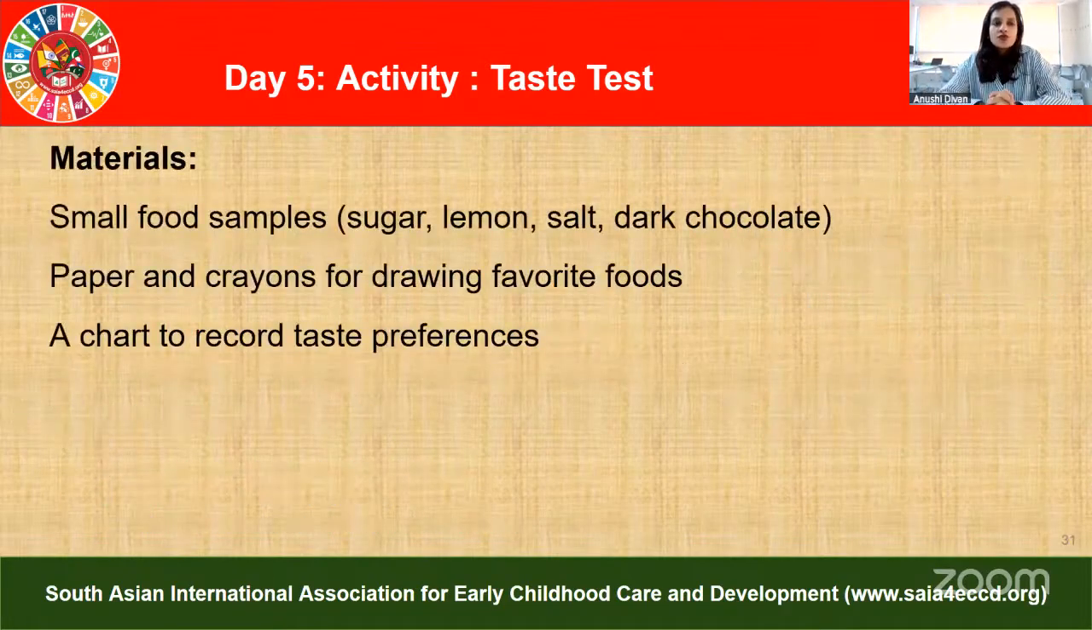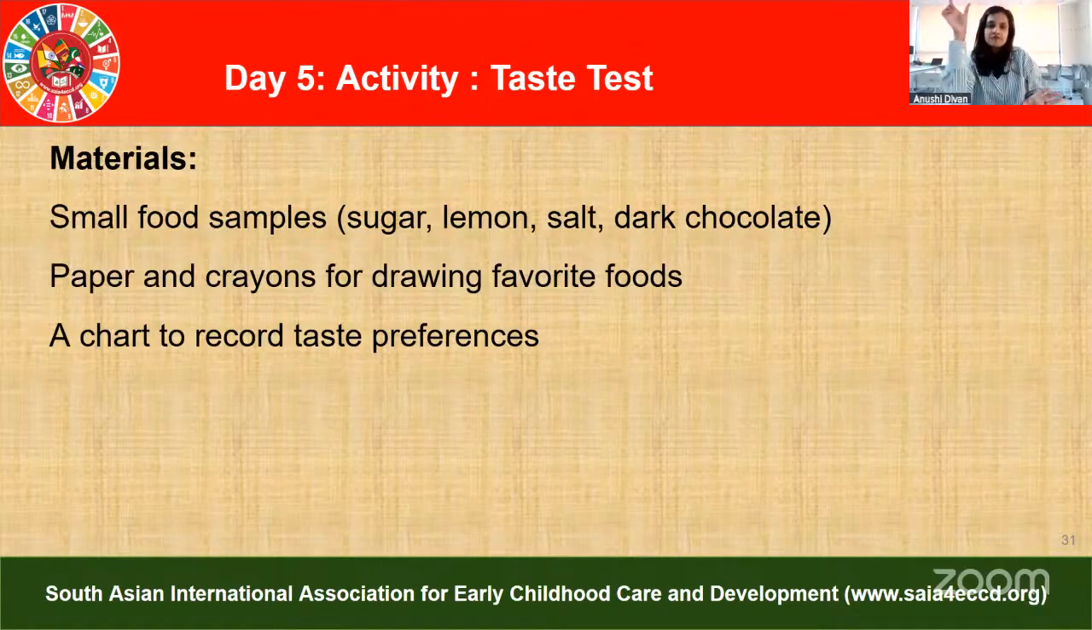You will need some small food samples. Again, like I said, if you want to extend it, you can always have some form of art for them to draw their favorite foods. And you can even have a chart to record taste preferences. Like you can have names and you can say, okay, student A, sugar. Student B likes salt, or whatever chips which are salty. Student C likes spicy. So you can have a chart to record the taste preference.